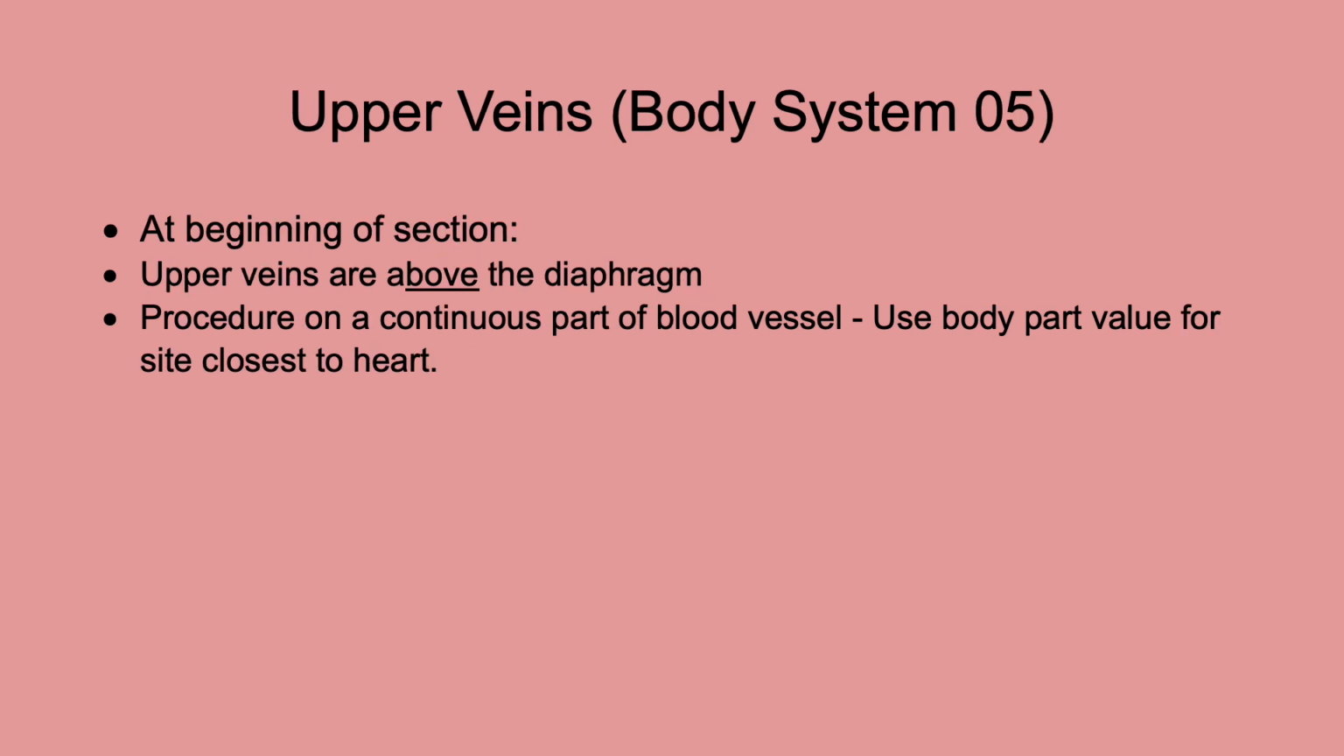Okay, let's look at upper veins, body system 05. At the beginning of the section: upper veins above the diaphragm, procedures on a continuous part of blood vessel, site closest to heart. Those same notes again, so this just clarifies it. And yes, this is a lot of work to write all this stuff in, but trust me, if you do it, you will be glad that you did.